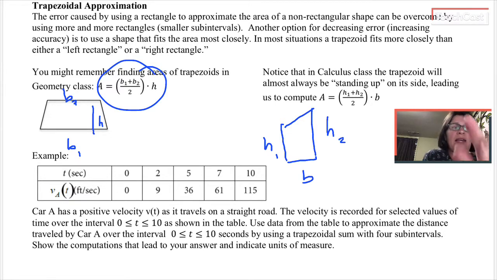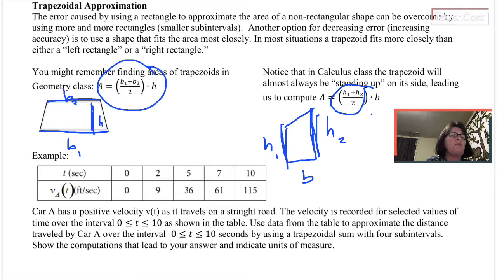The bases in this case are the parallel sides. You're going to find their average and multiply by the distance across the other direction. When I use trapezoids to approximate area under a curve, I'm pretty much always going to have them standing up tall, which means I'm going to have two heights. Those are going to be my parallel sides. I'm going to average the two heights. To average, you add together and divide by 2, right? So these are the average of the two heights times the distance across the other direction, which in this case I'll call B, or you could call the width.